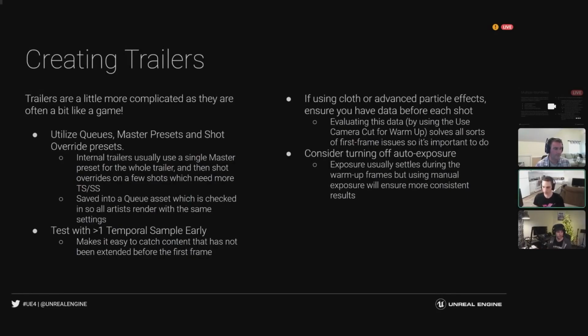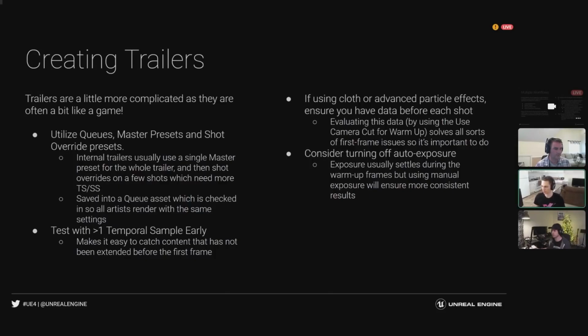If you're making trailers, test more than one temporal sample early. It makes it easy to catch content that's not been extended before the first frame, or particle issues, or cloth issues. If you are using cloth or particle effects, ensure you have data before each shot. Evaluating the data by using the Use Camera Cut for Warm-Up setting solves all sorts of first frame issues, so it's important to do. So basically, where possible, try to have data before the start of every shot that's just outside of your playback range in the sequencer, and then use the Use Camera Cut for Warm-Up so that you actually evaluate that when we do a render.